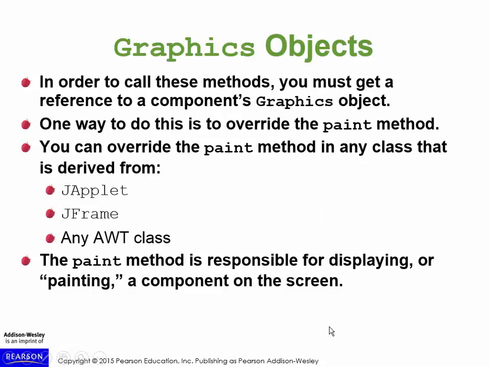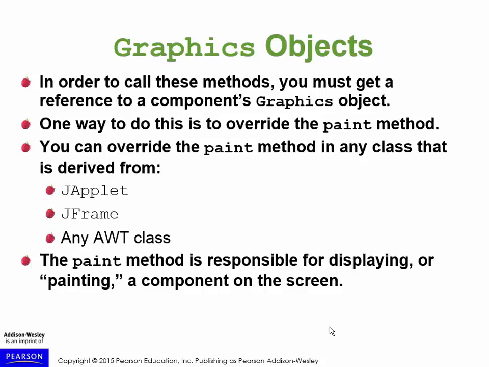In order to call these methods, you need a reference to a graphics object. As it says here, one way to do that is to override the paint method. You say, I don't know what paint is. You're going to learn in just a second. You can override paint in JApplet and JFrame and in any AWT class. You can't call paint directly. Paint for an applet means redraw the screen. So if you try calling paint directly, nothing will happen or you'll get an error message.